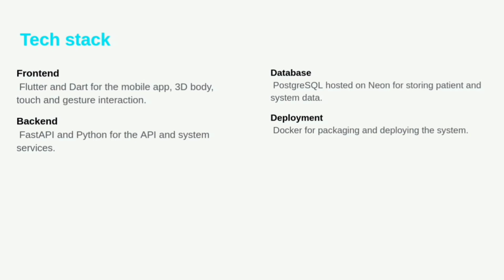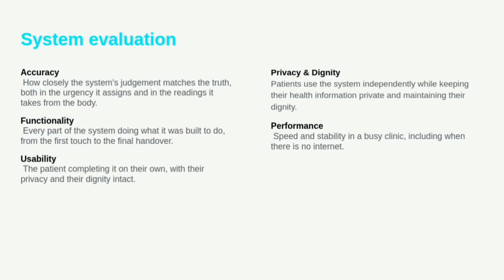Then we need to evaluate our system, because we need to know whether it actually works for the people we designed it for. For example, accuracy. Here, if the patient selects an area on the body, we check whether the system identifies the correct area. For measurements such as the heart rate, we can compare our results with a trusted medical worker.